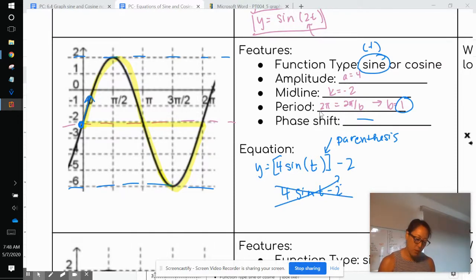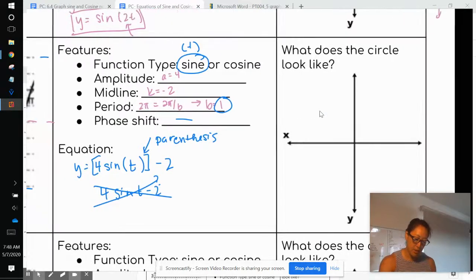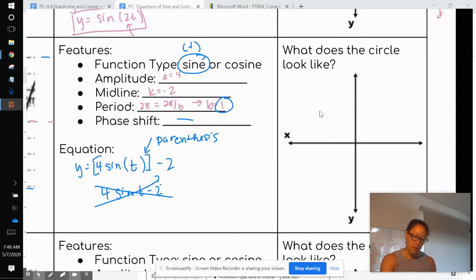Cool. What does this look like on the unit circle? Okay, this time what it's saying is that the midline is at -2 right here. That's the middle of our circle. And then we have an amplitude of 4, so it's going to be like 1, 2, 3, 4, and so on in each direction. So -2 minus 4 is -6.